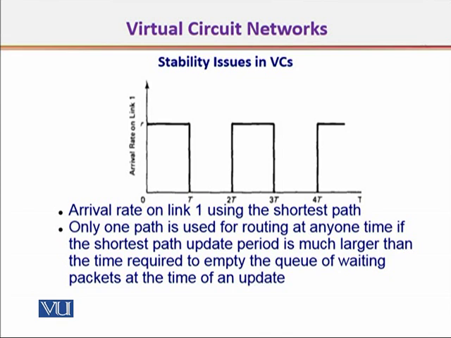Well, it depends on how much time it takes to deliver the file. If the file is very large, maybe the routing updates occur more frequently and hence the paths could change. But if the file transfer is relatively smaller as compared to the duration of routing updates, then this fluctuation or oscillation shall not happen.